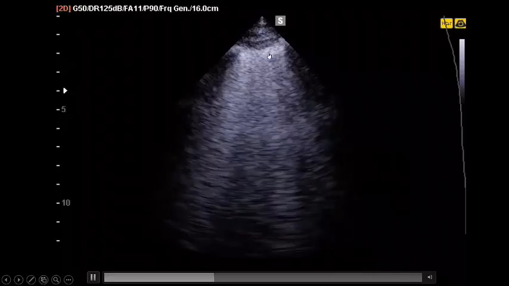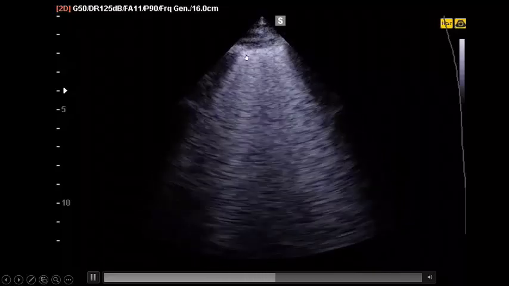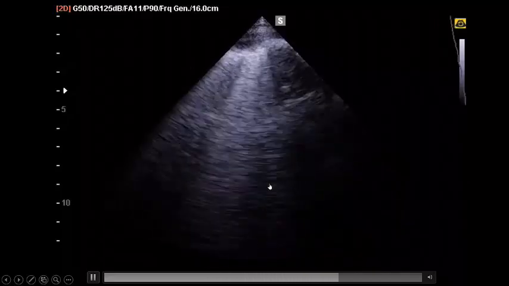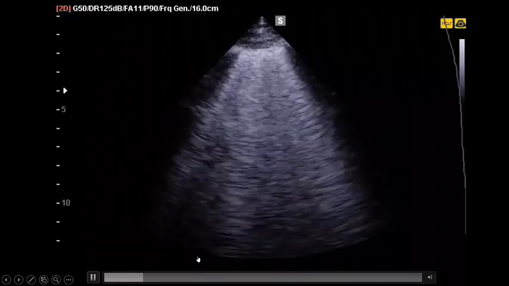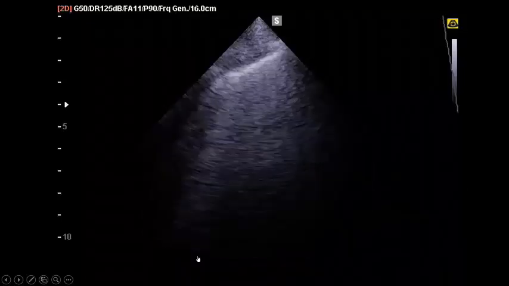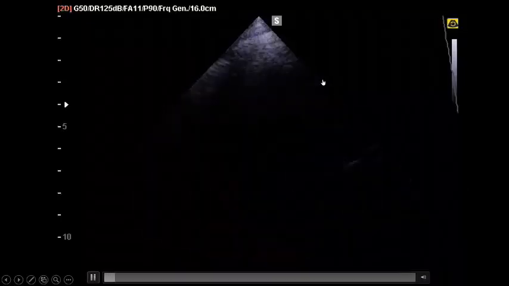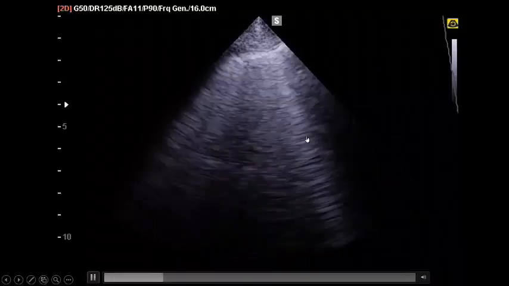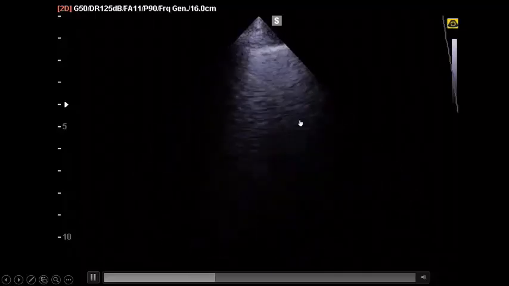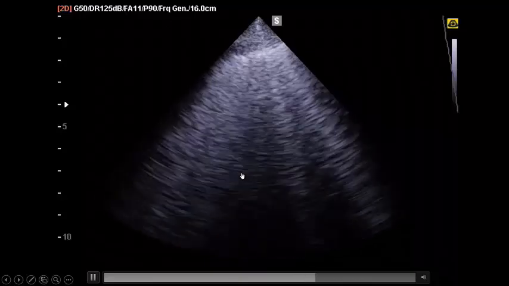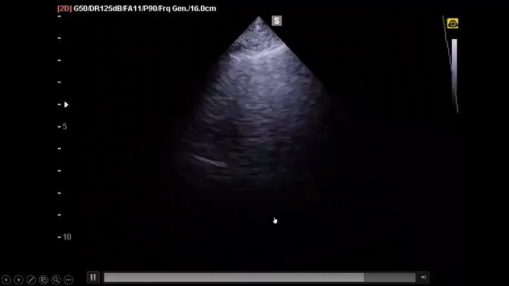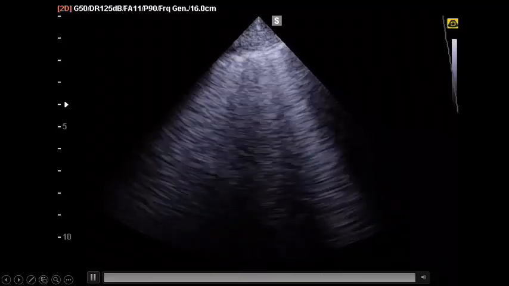As you see, very thick pleural line with diffuse B line. You see here, even in the lower zone, beside the liver and diaphragm, there is thick pleural line with diffuse B line.